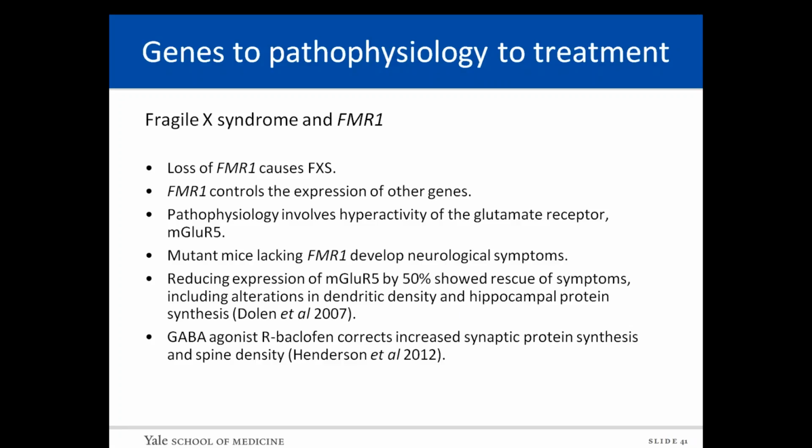And then furthermore, the GABA agonist arbaclofen, which is a pharmaceutical compound on the market with a lot of safety data already in use, was found to correct increased synaptic protein synthesis and spine density in mutant mice. So again, we're going from a specific gene. Once we have pinpointed that, we can really uncover the disease mechanism and try to find targeted treatments for these disorders. And that's why it's so important to pursue genetics in a disorder like autism.